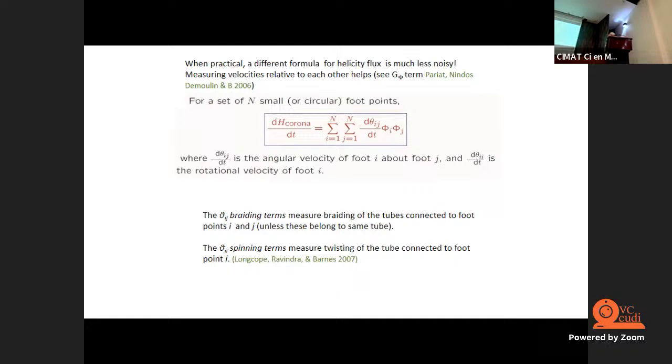If for a set of n footprints you have this formula, the derivative of the helicity of the corona with respect to time is this double sum of the beta ij and the ij. Beta ij is the angular velocity of footprint i about footprint j. If i equals j, then you get this spin term, measuring the twist.